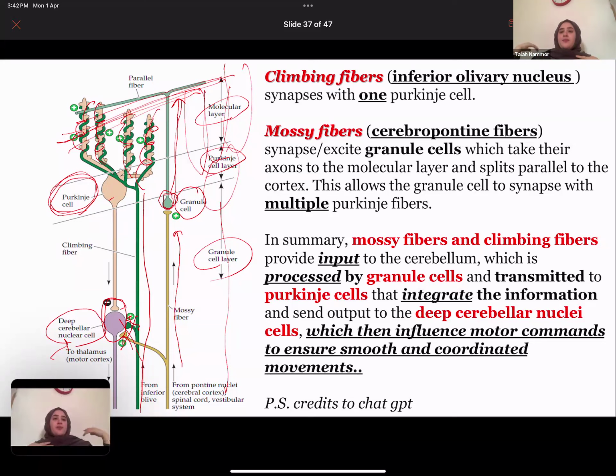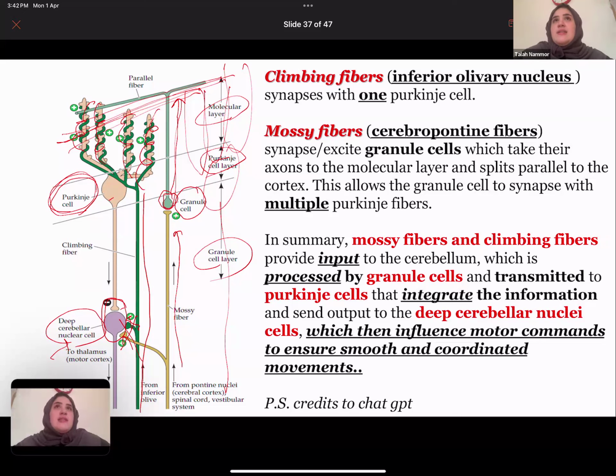I don't really like that in the lecture there was not a specific way of what happens. So all you need to know, guys, is that we have three different layers: the granule cell layer, the Purkinje cell layer, and the molecular layer. We have climbing fibers that climb all over the Purkinje cell. They send information from the inferior olivary nuclei specifically. Mossy fibers synapse on the granule cell, and the granule cell sends parallel fibers that synapse with more than one Purkinje cell, sending all of the data from the body.